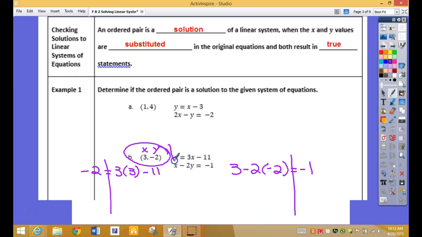Is this a solution to that system? Yes or no? I'm going to give you a couple minutes to work it out in your notes, on your board. Hold up yes or no if you think that that ordered pair is a solution to that system.